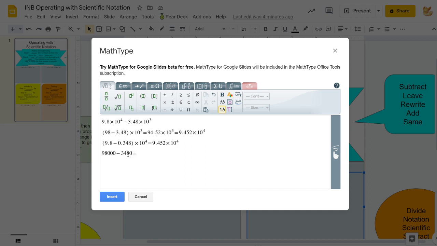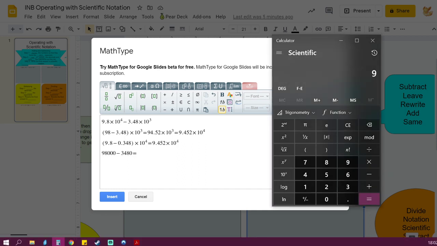Okay, so let's pull up my calculator really quickly. 98,000 minus 3,480, that equals 94,520.